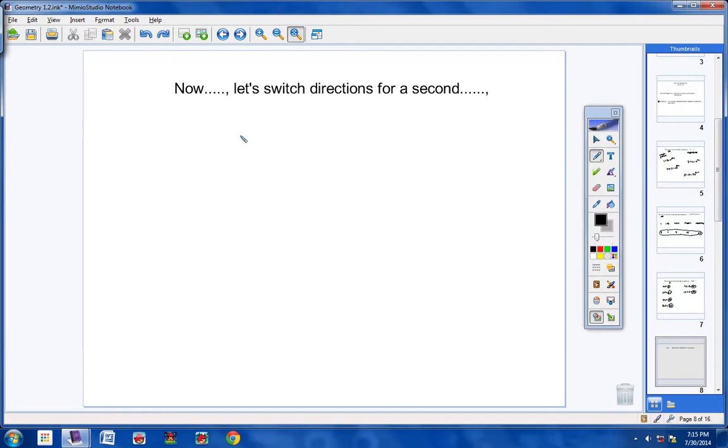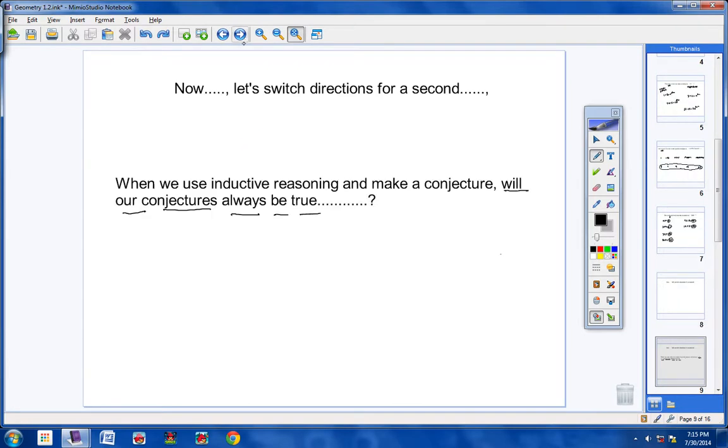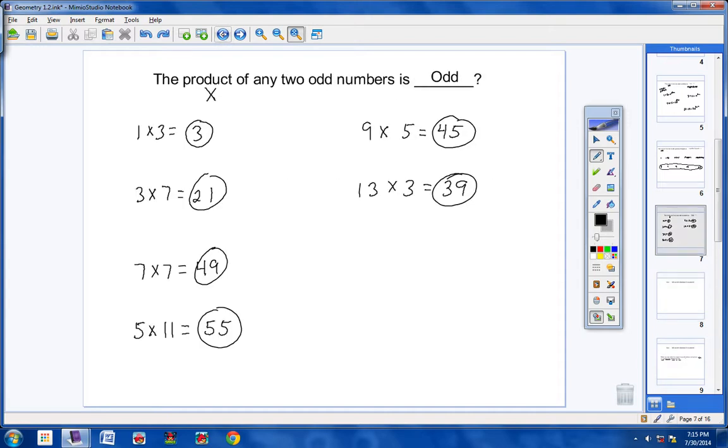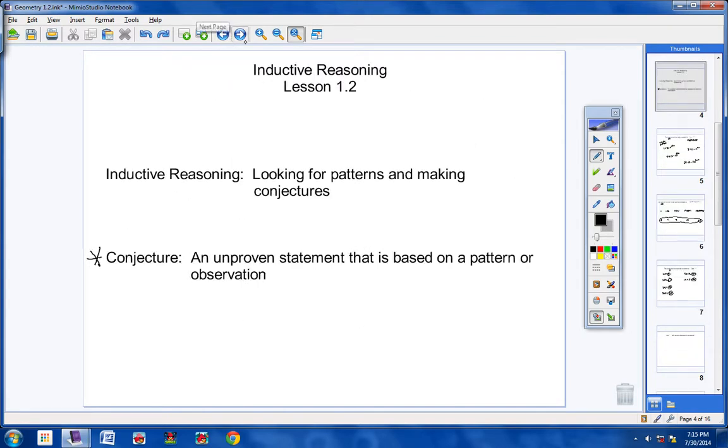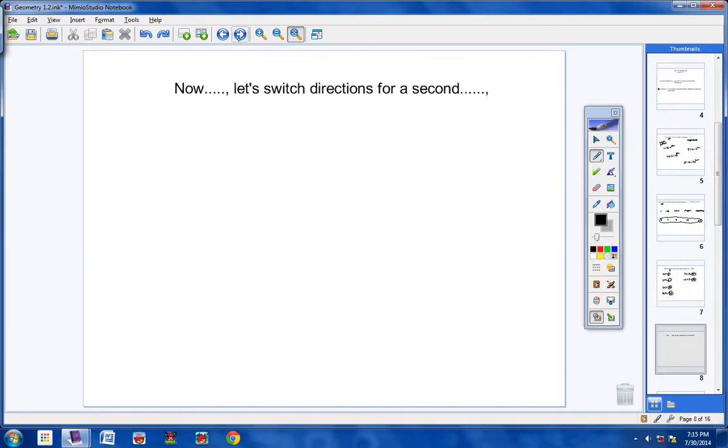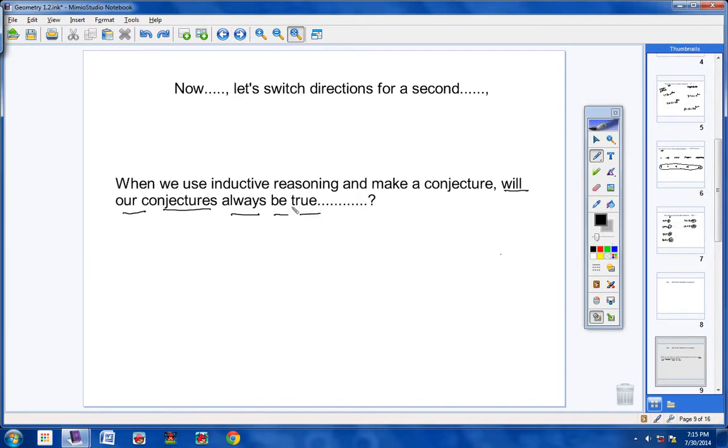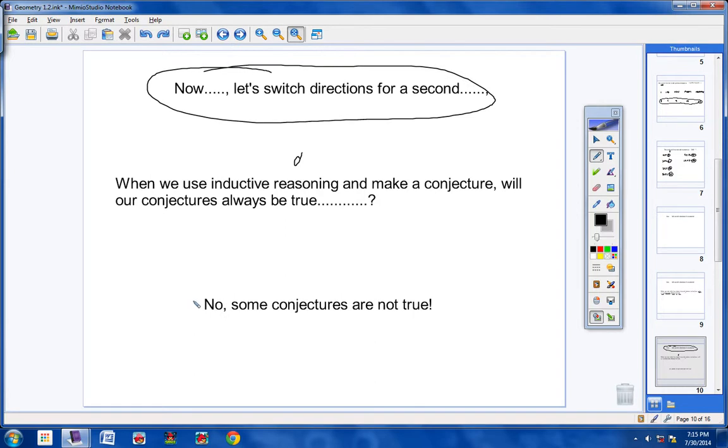now let's take a second and let's switch directions. Don't write this down, just listen to me. When we use inductive reasoning and we make a conjecture, and by the way, remember, that's what we did here, here, here. 1, 2, 3. 3 times we used inductive reasoning and we made a conjecture. Will our conjectures always be true? It's very important you write this next sentence in your notes. Write this down, please. No, some conjectures are not true.